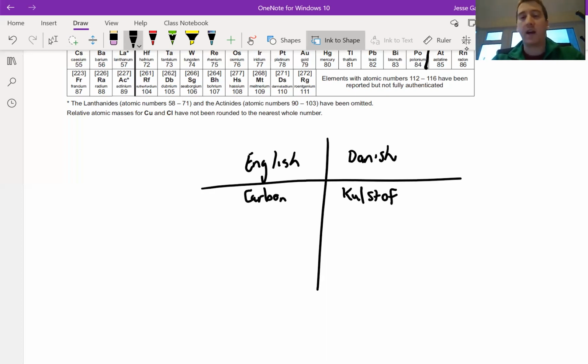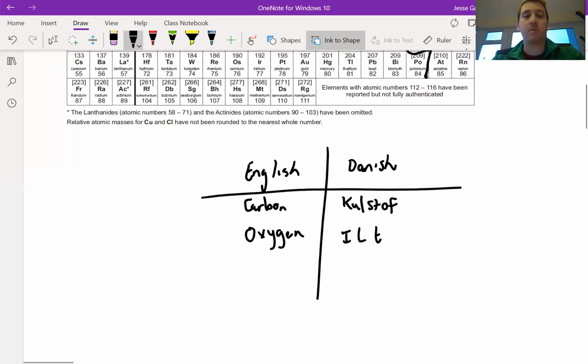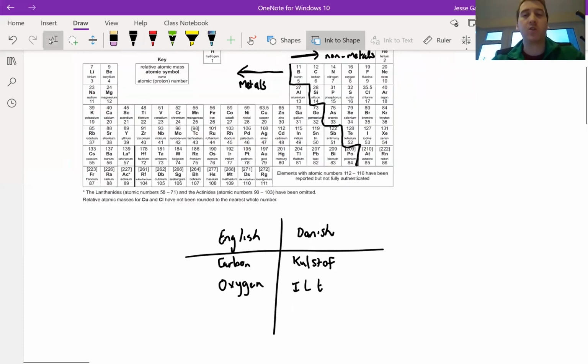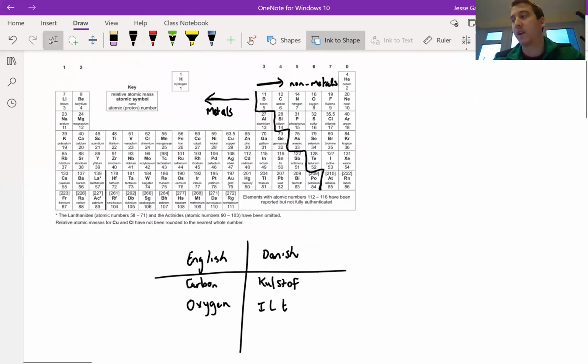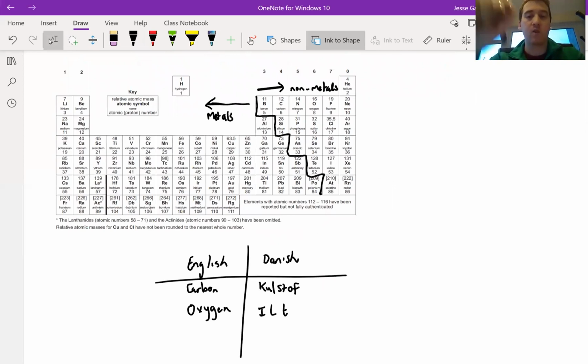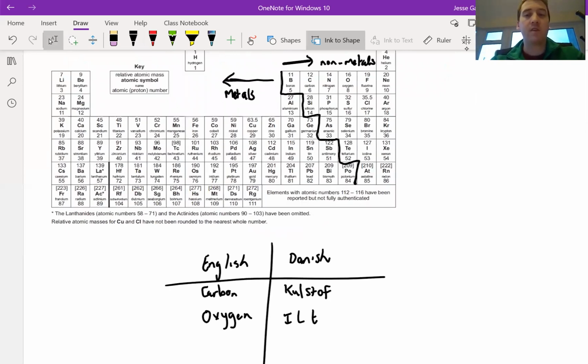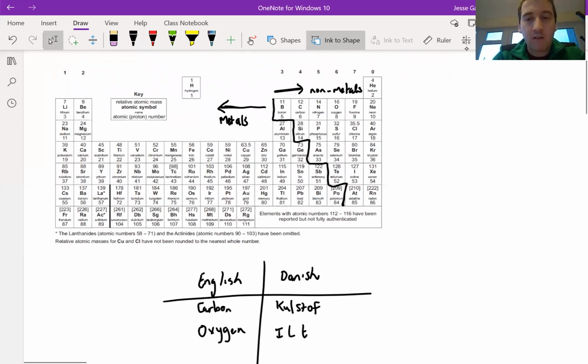If we take a look at oxygen, oxygen in English is just oxygen. But in Danish, it's ilt, I-L-T. Now that's going to pose some problems. And the problems are that for scientists to be able to communicate with each other, language is a problem. So we need some way in which we can communicate about the elements effectively and people will understand what we're talking about.